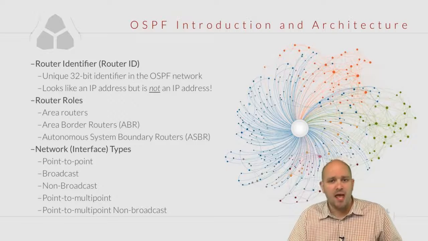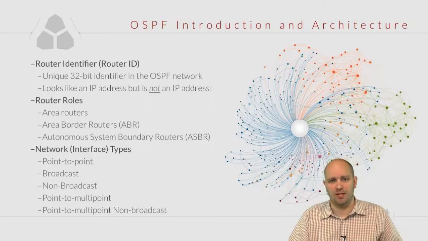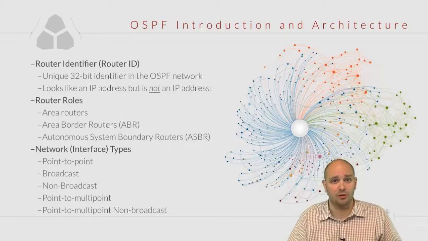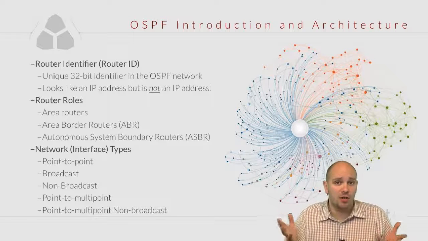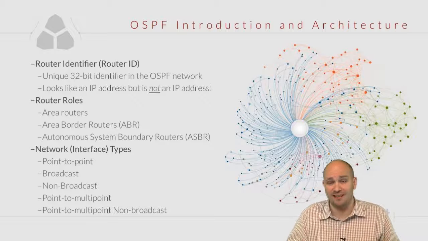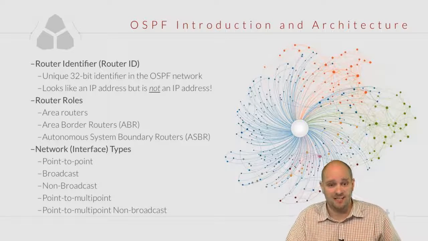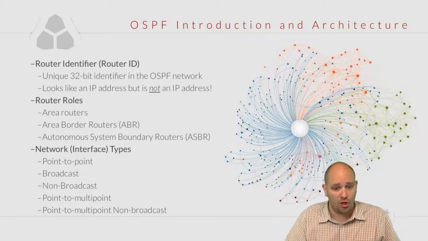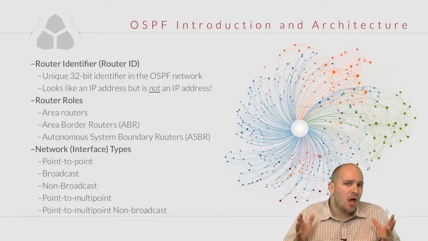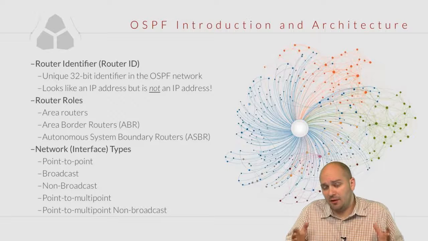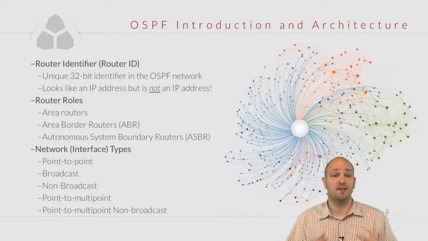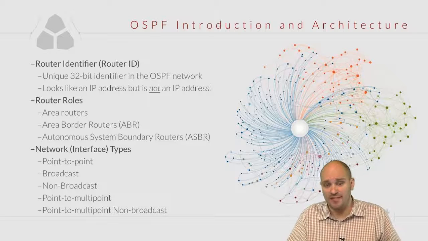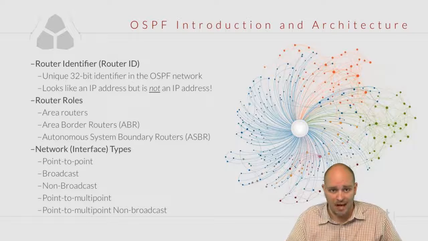Another special role for the routers in our network is the autonomous system boundary router, or ASBR for short. ASBRs are those routers that are injecting external routing information into the OSPF domain. External routing information simply means that this is the router that redistributes some information into our OSPF domain, that injects external routes. Not only does OSPF make the difference between different router roles, not all interfaces in OSPF are the same or behave in the same manner.